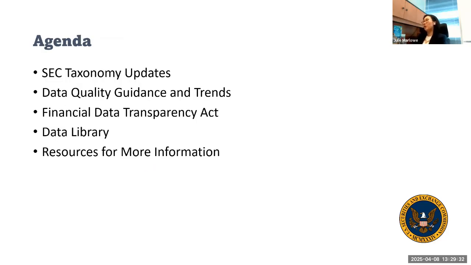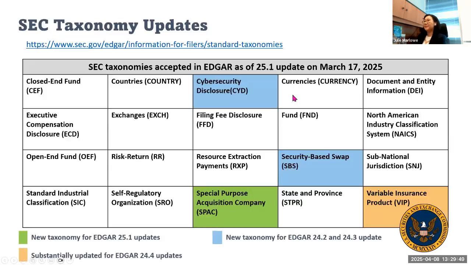Here's what we'll cover today. Overview on SEC taxonomy updates, data quality guidance and trends that we published this past year, update on the Financial Data Transparency Act, list of data sets freely available to the public, and we'll end the presentation with a list of resources. Next slide. I'll now hand it over to Audrey.